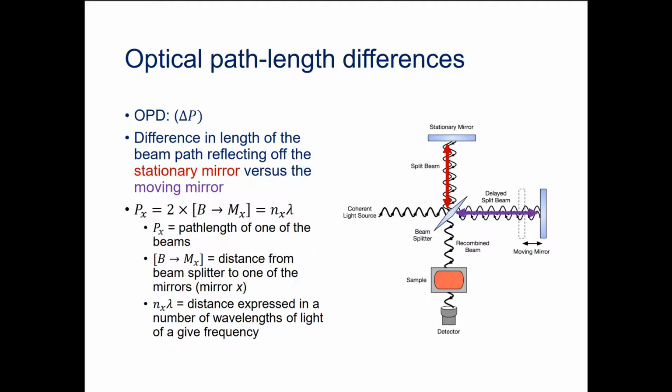Therefore, delta P can be calculated using the equation on the screen, and if delta P over lambda is an integer, then the beams are in phase. But if it ends in 0.5, then the beams are out of phase.